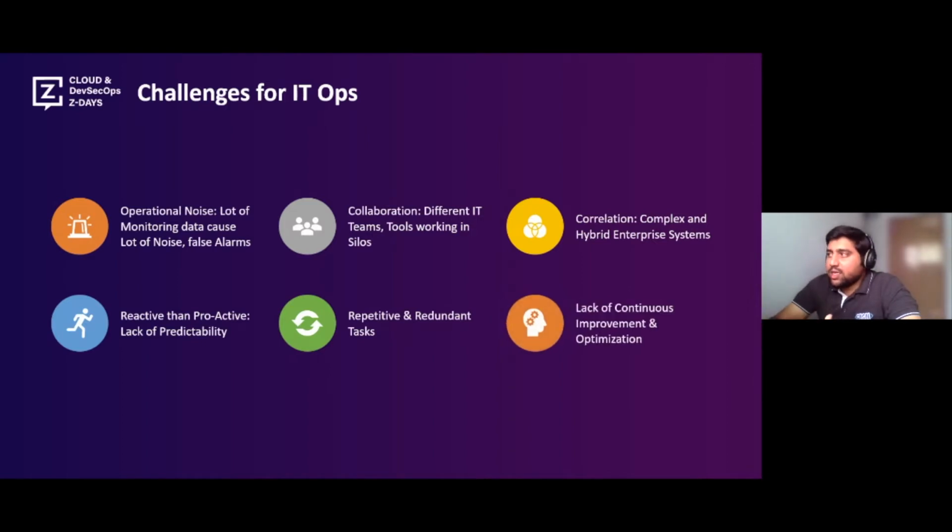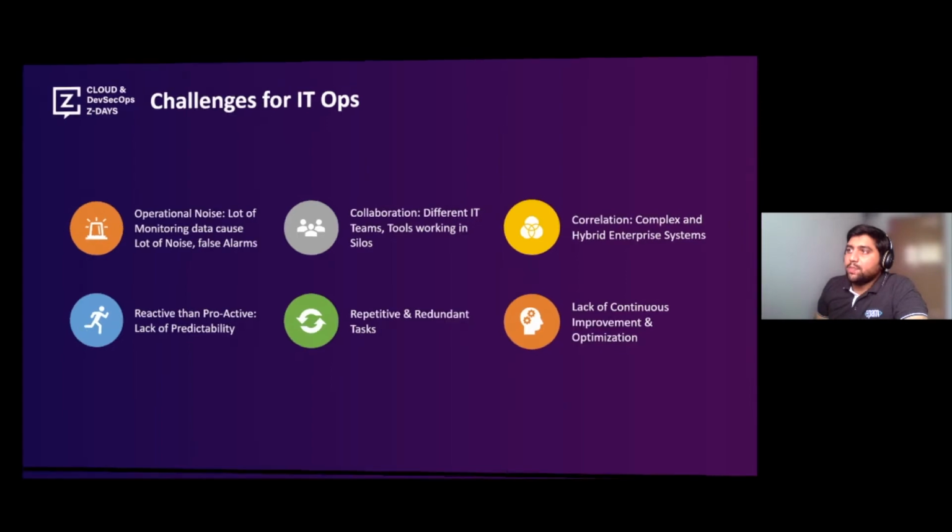And finally, the lack of continuous improvement and optimization in the system. Because of the manual effort we put in the operations world, there is less room for continuous improvement of the system, the optimization of resources and continuous improvement of the process. This will not happen in a gradual manner. It will be once in a while. So that is another challenge in the IT ops world.